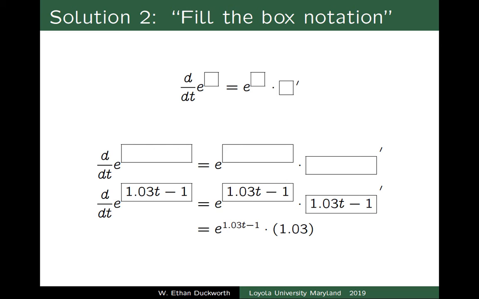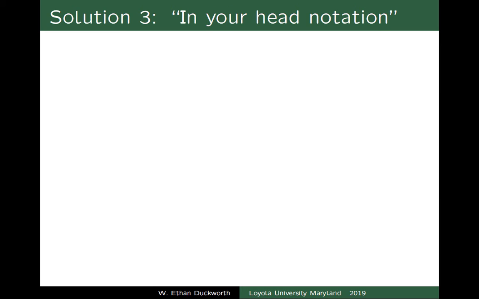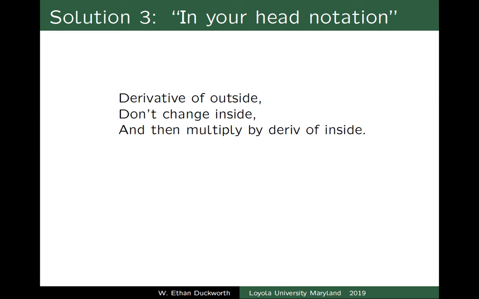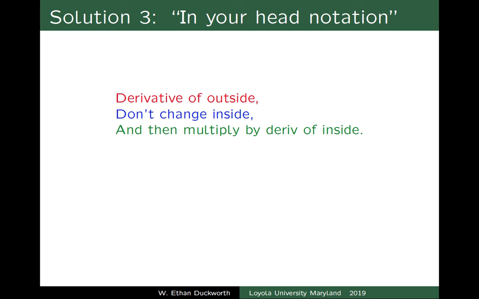Okay, so now I'm going to do it one more time using what I call in your head notation. And what I mean by that is instead of writing a z or a box, I will just have certain words that I use either in my head or in this case out loud to remind you which part of the formula we're looking at at which time. And in that case, what we should do is take the derivative of the outside, not change the inside, and then multiply by the derivative of the inside. And I will color code these in red, blue, and green so that I can also show you why I'm doing a certain thing to each part.